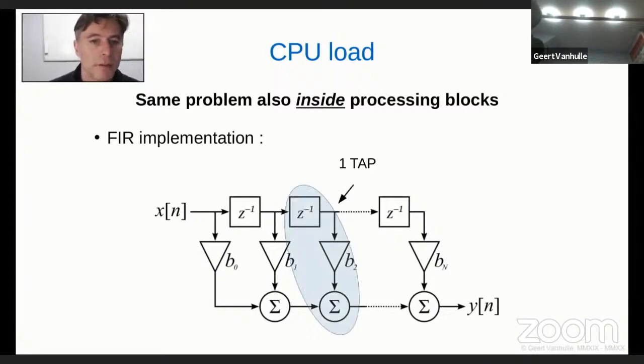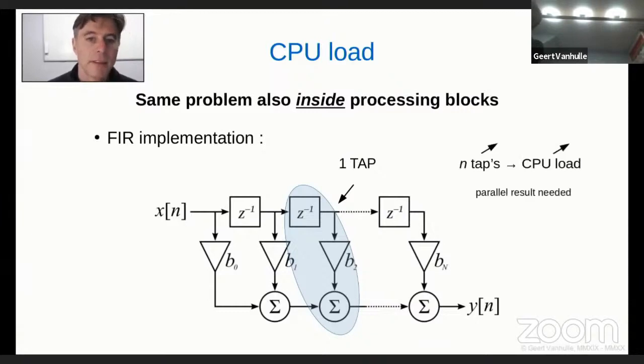These kinds of filters consist of taps. So you have one sample that is multiplied with a certain factor, it's delayed, and it's added together with the other samples that are coming in. Of course, these samples can only be processed when the previous one is already processed. So as the number of taps in a filter increases, it also increases the CPU load.